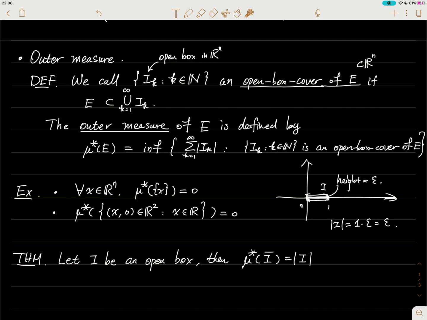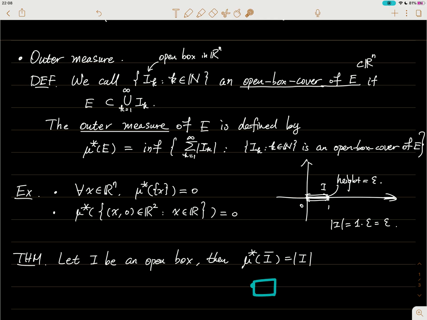So keep this in mind, and we'll answer that later. Suppose now we're given a new theorem. The theorem says a very trivial result. Suppose we have an open box, as we showed. If we have an open box, the area of this is very clear, right?